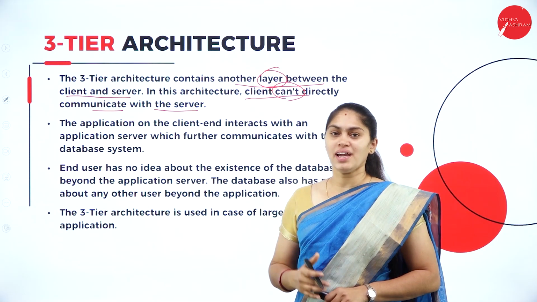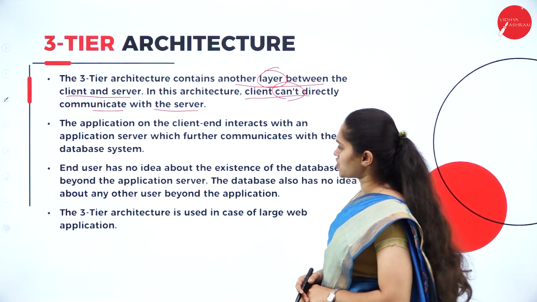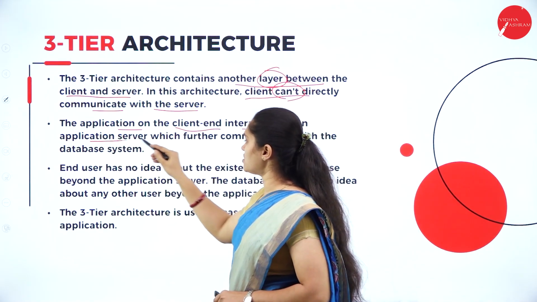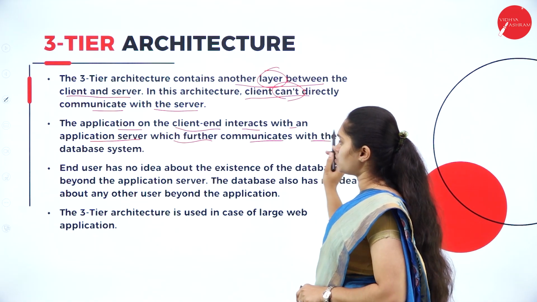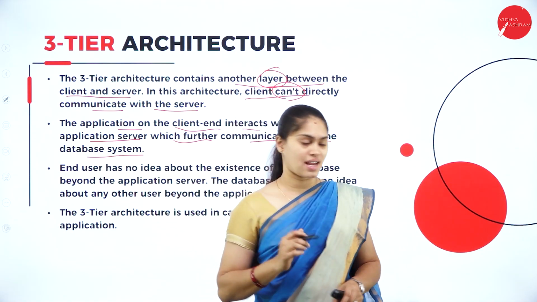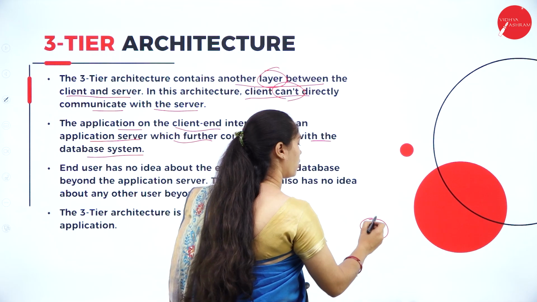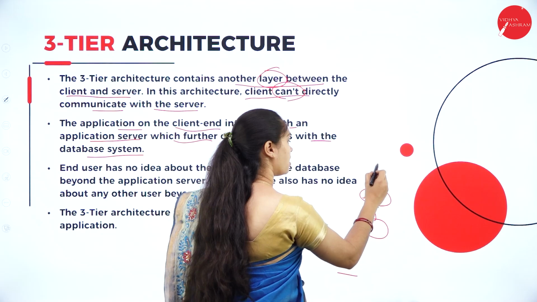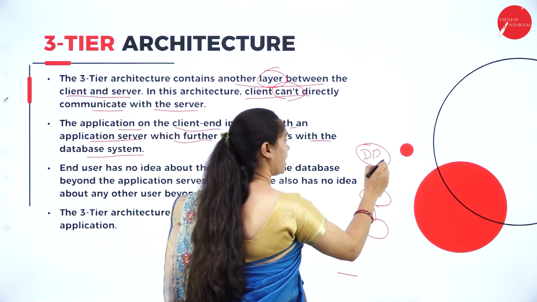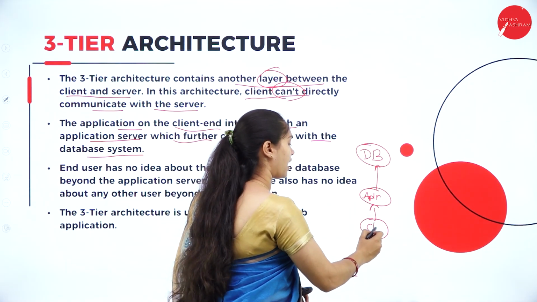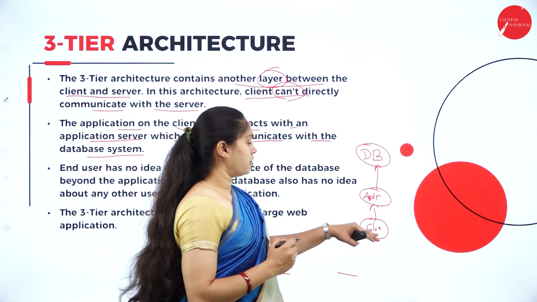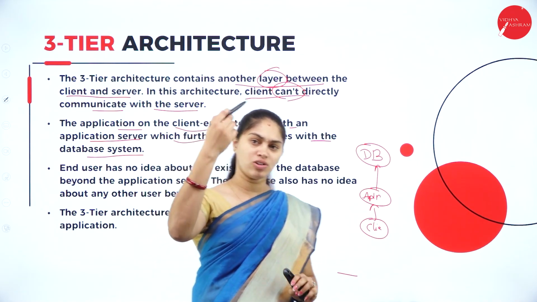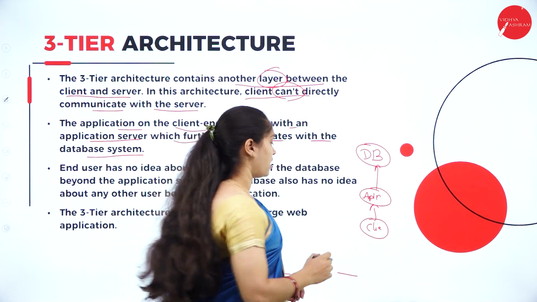Confidentiality of data is improved by having more abstraction, so that the application on the client end interacts with an application server, which further communicates with the database system. Understand? Here we have a client. The client communicates with the application server, and this application server communicates with the database management system.